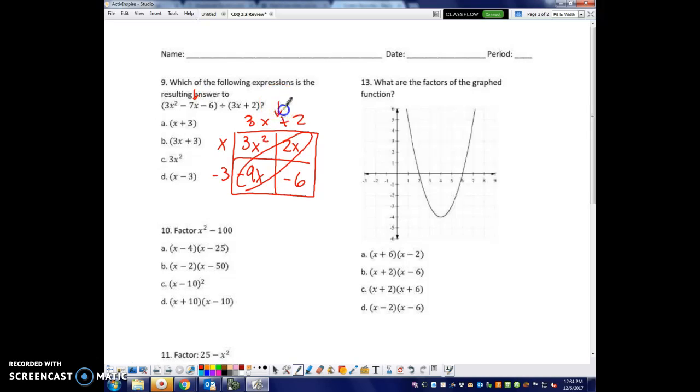So this is the one they gave us. This is our answer, x minus 3. Ta-da!